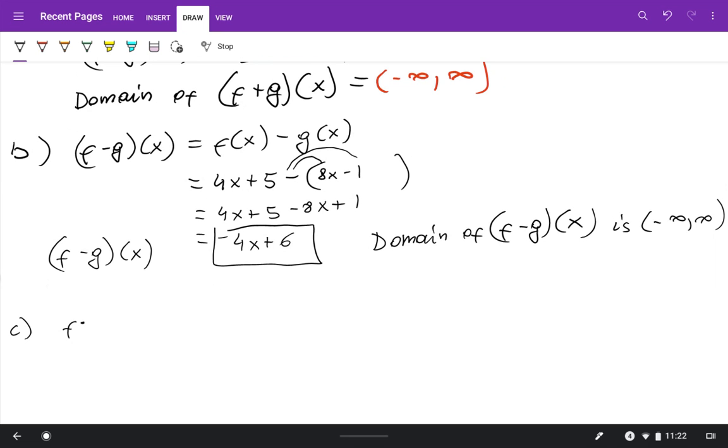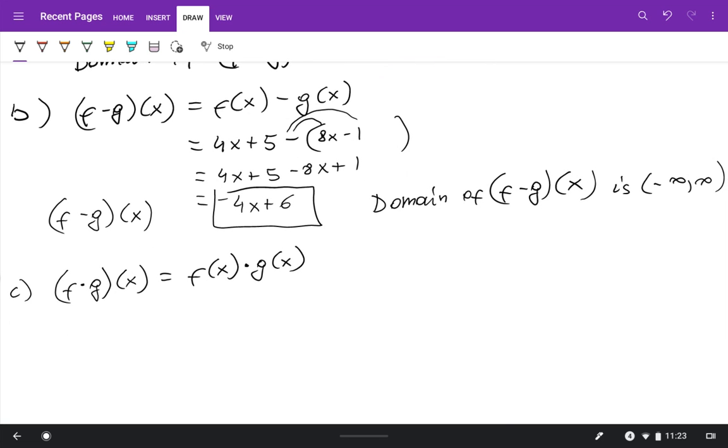Part C, they will ask you to find the product f times g of x. So to find the product, you multiply function f by function g. And of course, when I'm talking multiply, you're multiplying the equations. So function f has the equation 4x plus 5. Function g has the equation 8x minus 1.